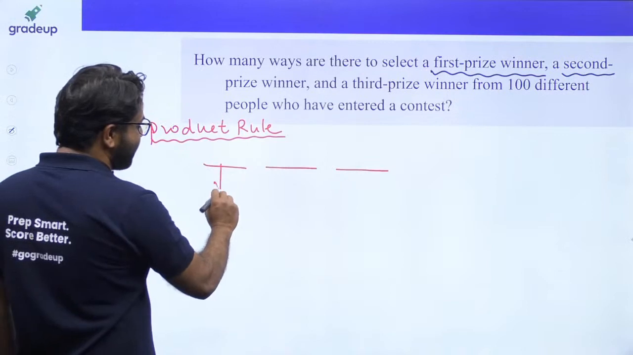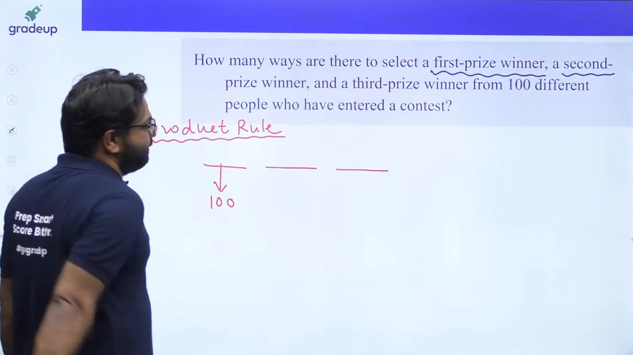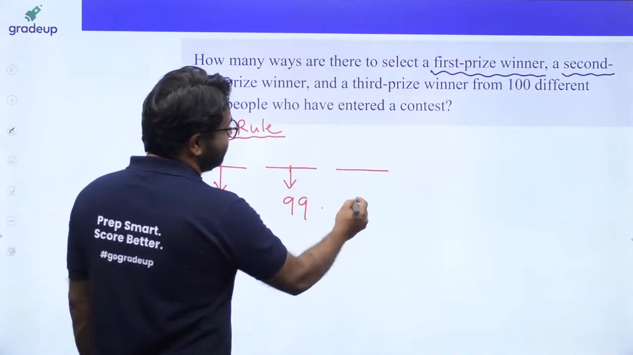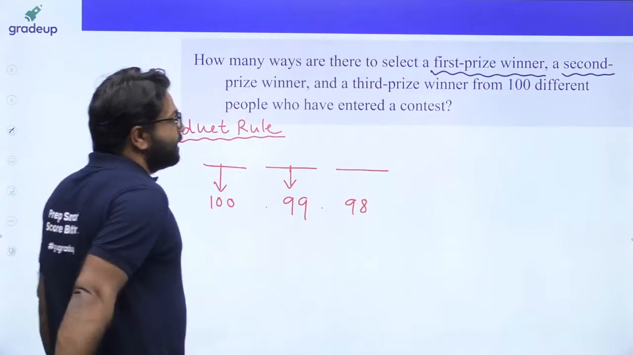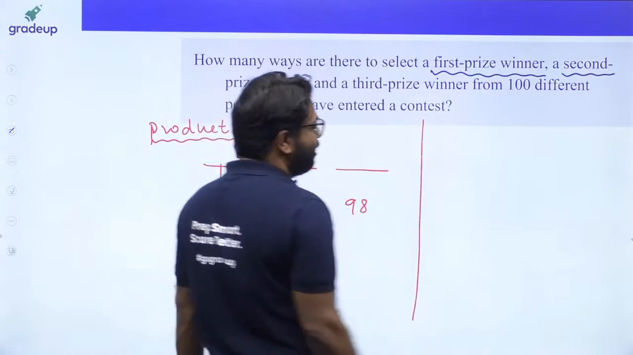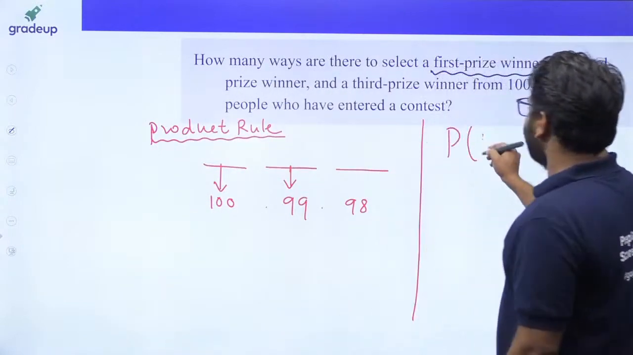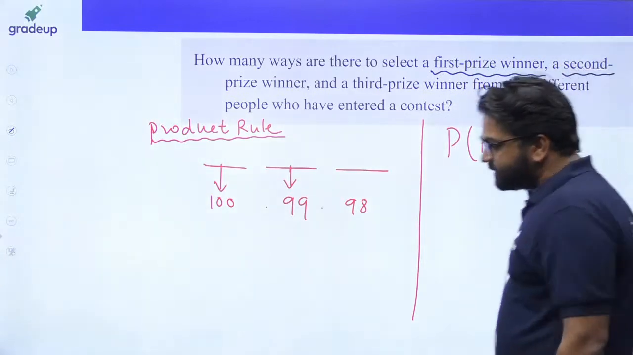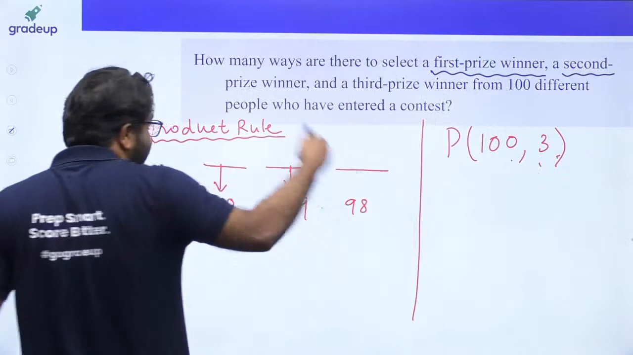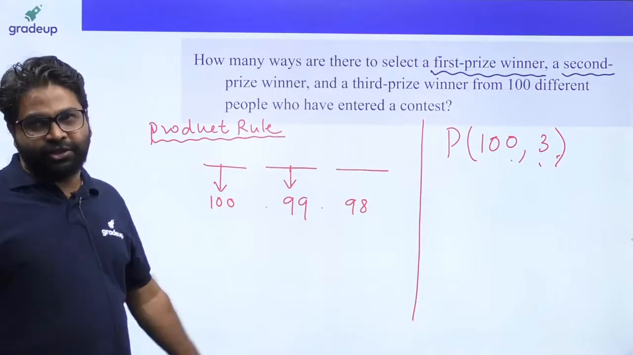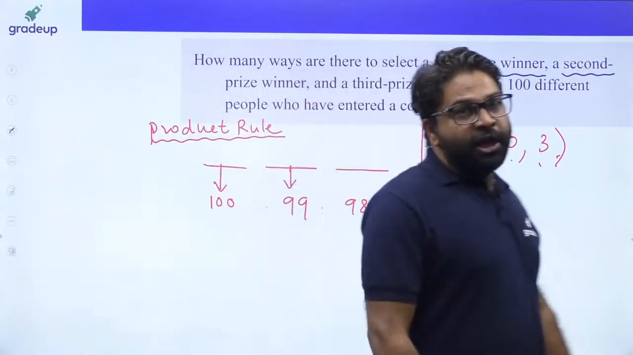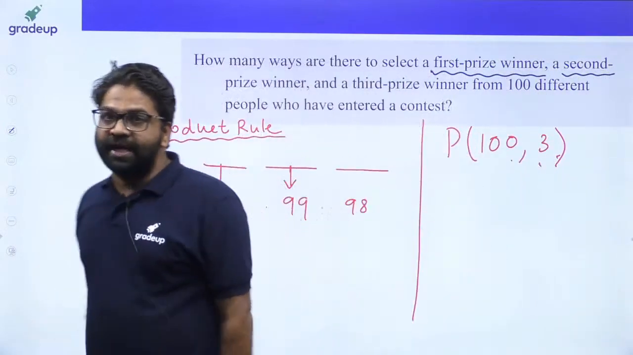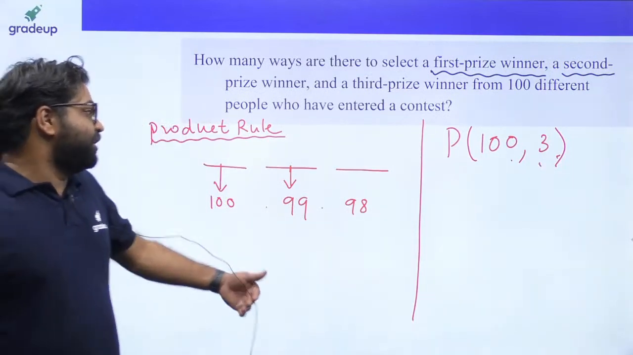At the first place, how many ways can I select? That is 100 ways. Then at the second place, if you fix that person, you will have 99 ways, and here 98 ways. Now this is the product rule. If you want to use a permutation, there are 100 objects, and you have to arrange them at 3 places. So either you can use the product rule or the permutation. It is totally your wish in order to understand that particular thing.